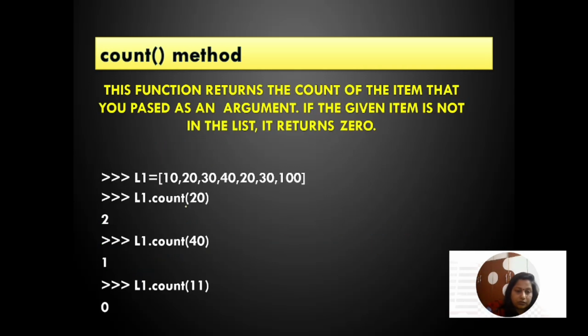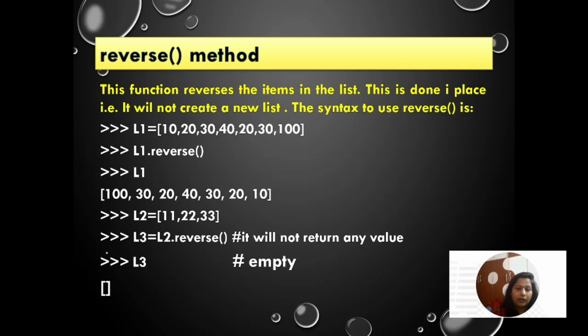Count is what? For example, count of 20. The 20 element, how many times is it present in the list? So here it is present 2 times, so you get the answer as 2. 40 is 1 time, so 1. And what is the meaning of the reverse function? You are just reversing the elements, like this value, you are just reversing all the elements.